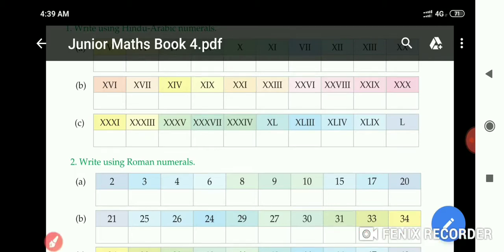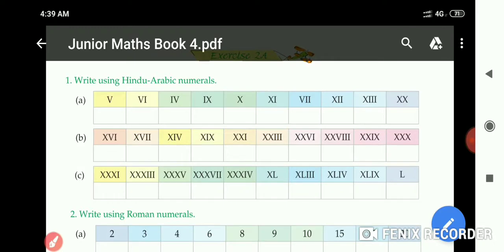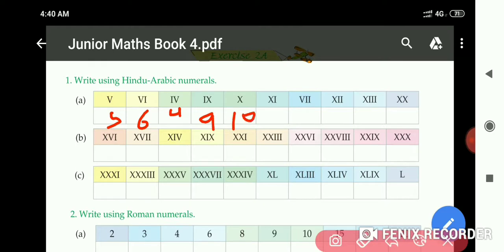See, the first one is 5. So how will we write 5? Next is given 6, then 4, 9, 10. Like this we can identify the number and write down which number it is. It is 20.